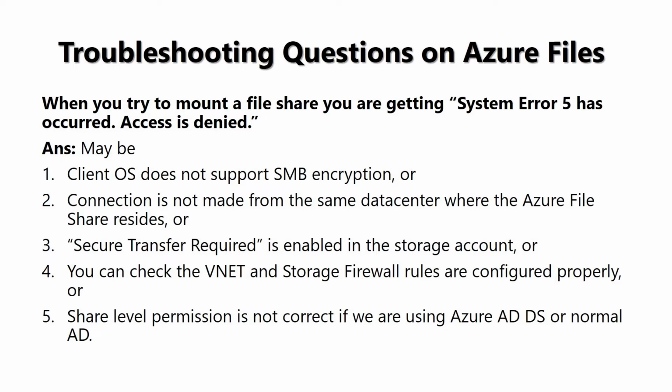You have to probe that maybe the client OS does not support SMB encryption, or the connection is not made from the same data center where the Azure file share resides, or secure transfer required is enabled in the storage account, or we can check whether the VNet and storage firewall rules are configured properly or not. Then we can check that the share level permission is not correct. Then whether we are using Azure ADDS or normal AD. So these can all be checked in this scenario.